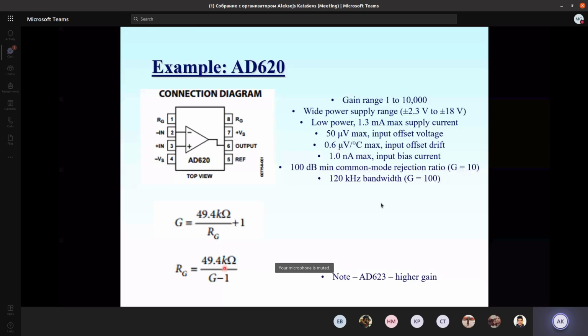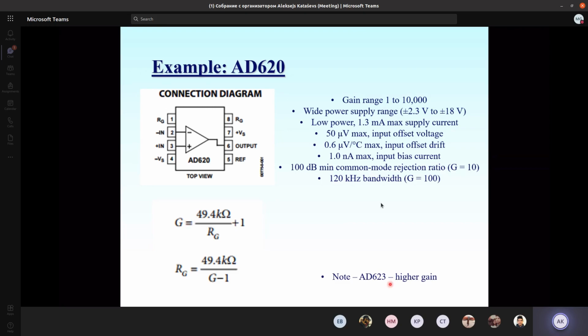So if we set a certain gain, what are we going to achieve? We may use this equation to calculate what type of RG we need. The gain ranges from 1 up to 10,000, so it depends on the value. If we don't connect anything to RG, if RG is infinite, the gain will be just 1.